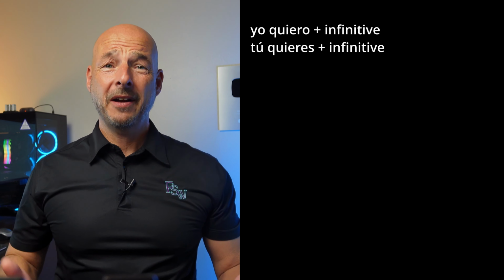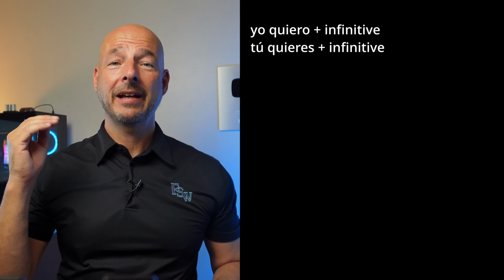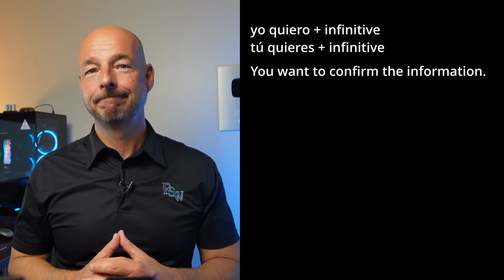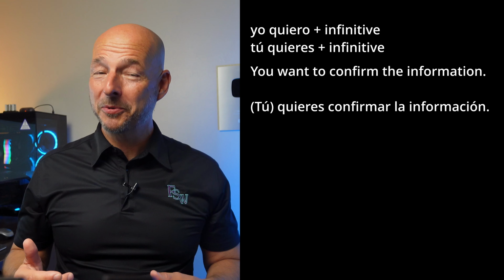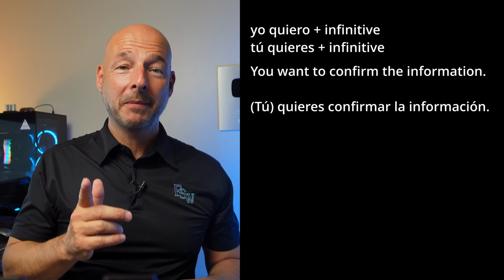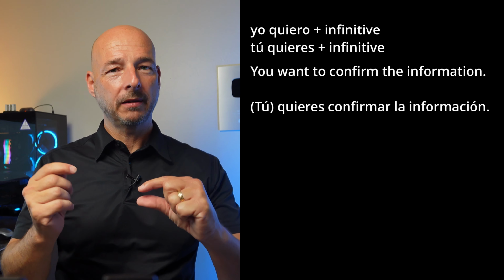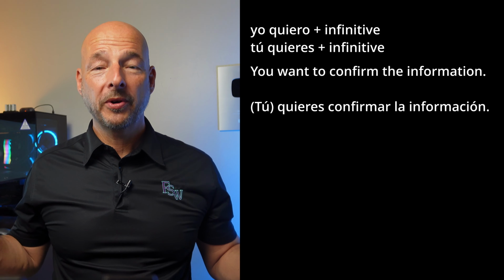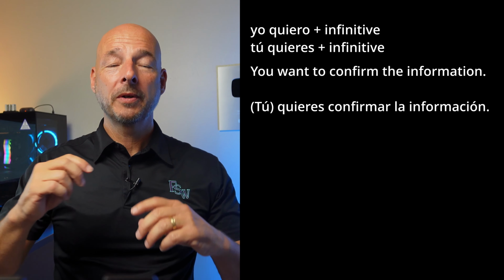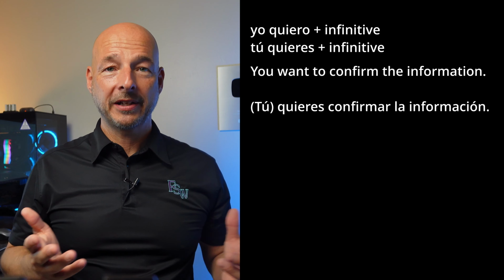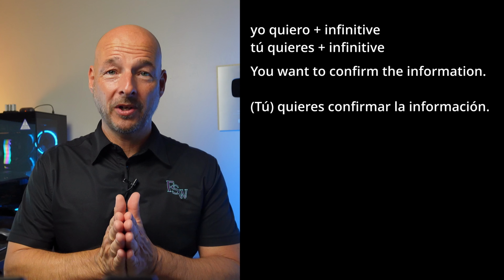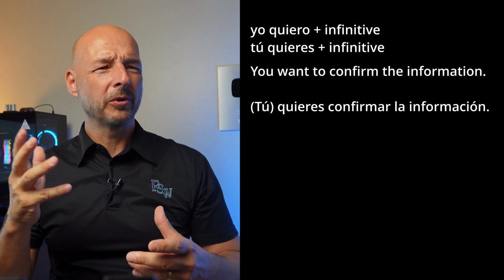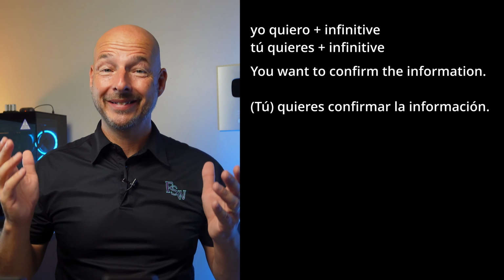Now let's make sure you haven't forgotten everything you learned in lesson 2. Go ahead and translate this one. You want to confirm the information. Now you should have come up with something like tú quieres confirmar la información, or perhaps you drop that tú and you just have quieres confirmar la información. Those are both correct. One of the nice things with the tú form is the verb conjugation always tells us that's who we're talking about, so we can always leave off tú. Always leave it off. So we never have to worry if it goes before a verb or after a verb, if we're doing questions. Just makes life easier. That's why we're working with it.